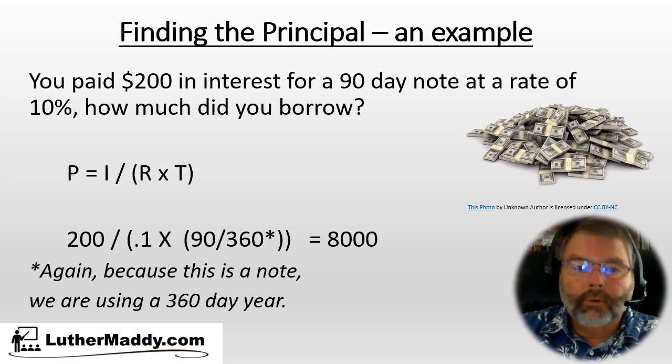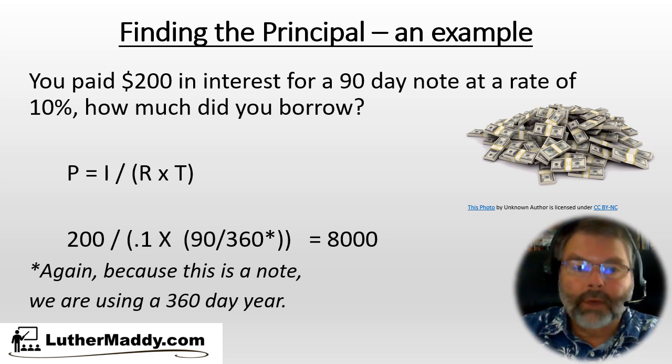Okay, again, what we're trying to do is figure out what the principal is. So here's our example. We paid $200 in interest for a 90-day note, and the rate was 10%. So we want to know how much we borrowed. Cost us $200 in interest, but how much did we actually borrow? So again, the formula is principal equals the interest divided by the rate times the time. So we have $200 in interest divided by 0.1, which is the rate, times 90 days divided by 360, and of course that gives us $8,000.